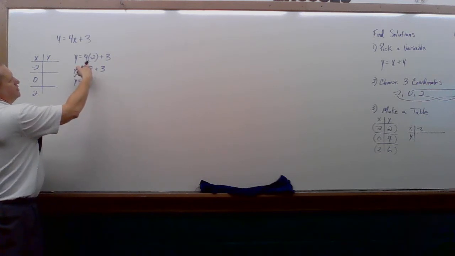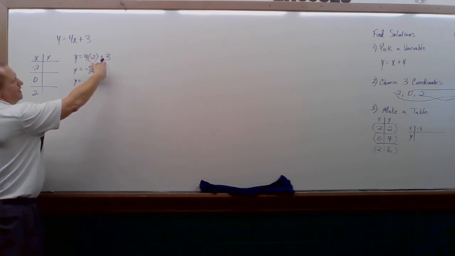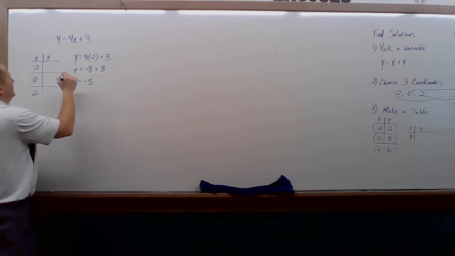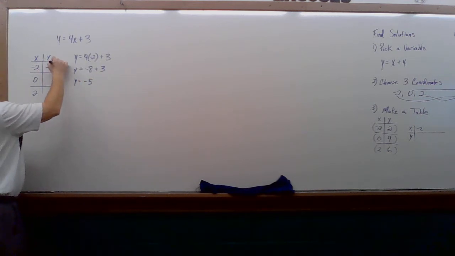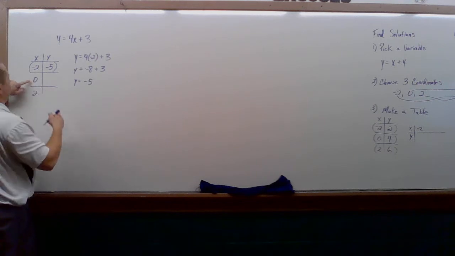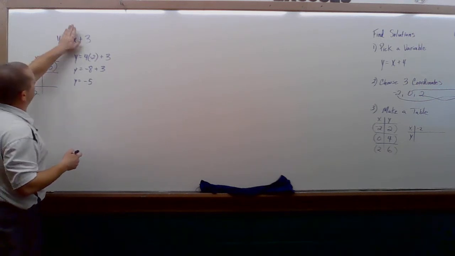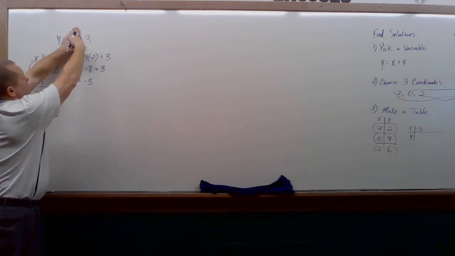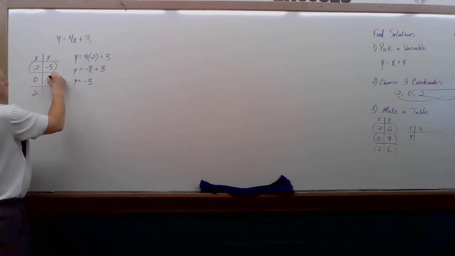Again, the order of operations says I have to do multiplication before I add. What's -8 plus 3? We get -5, and that fills in my blank, and we have our ordered pair. Then we do it again. We put 0, and why do I like 0? When I put 0 in there, it totally cancels it out. So I don't even have to show the work in this one. I just know that this is 3.